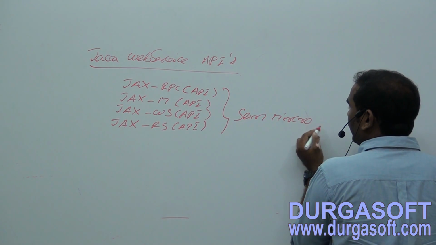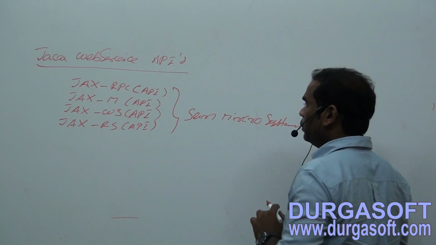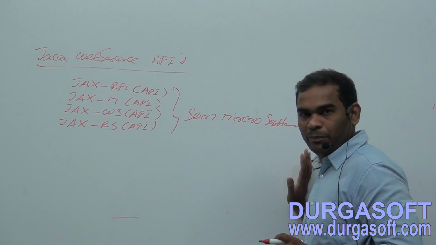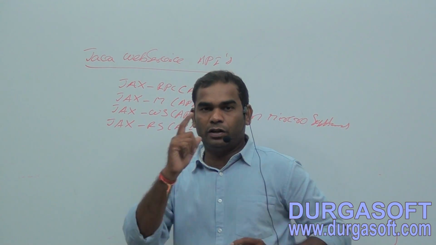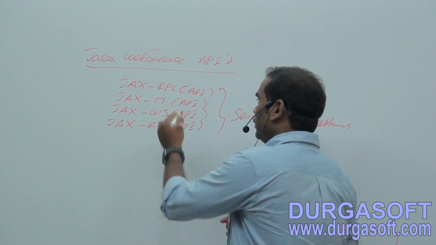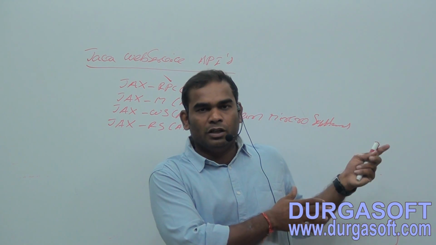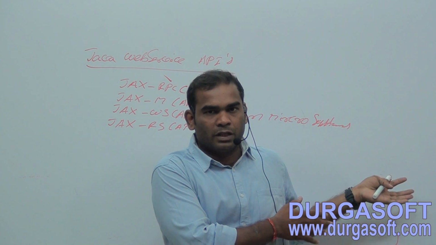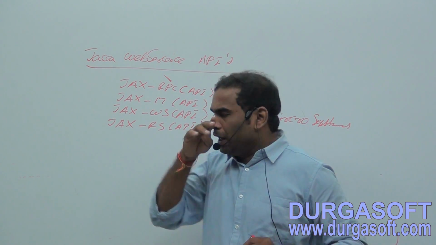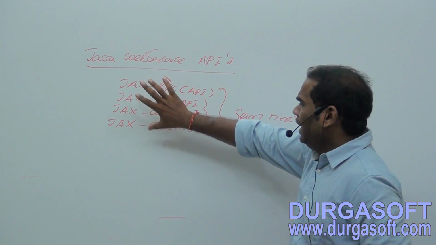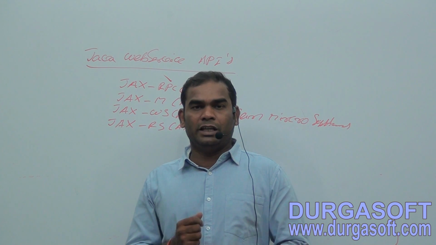These APIs given by Sun Microsystems are used to develop a Java web service or a Java web service client here. So you should understand one point: if you take any one of these APIs, using that API you can develop both web services or web service clients in Java language. So why have they given so many APIs here?